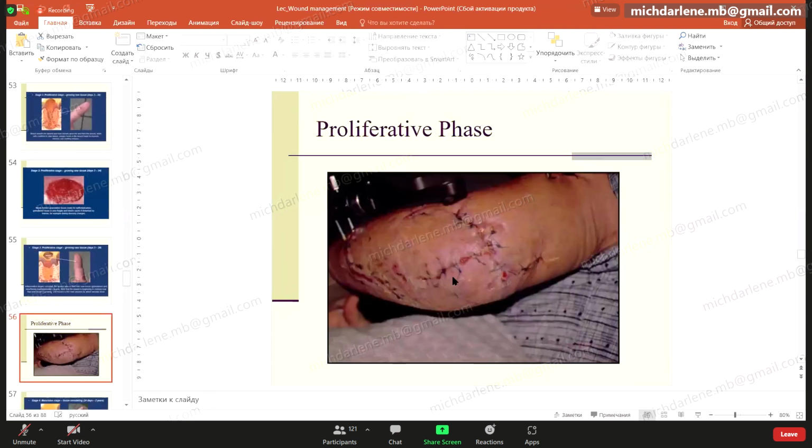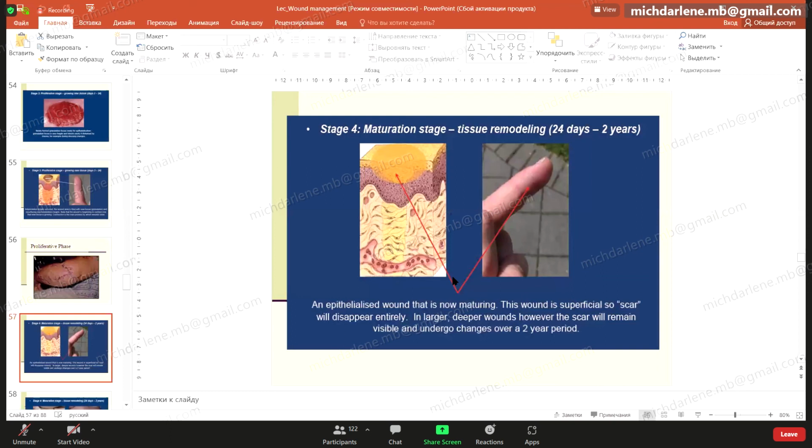Proliferation phase: you check what happened with our previous skin plastic. All of this skin remained present without any necrosis. That's why we can see the total covering of the wound surfaces. And maturation stage: sometimes we can check the scar in the place of the previous wounds. And sometimes we can see pathological kinds of scars, which we name keloid scars.